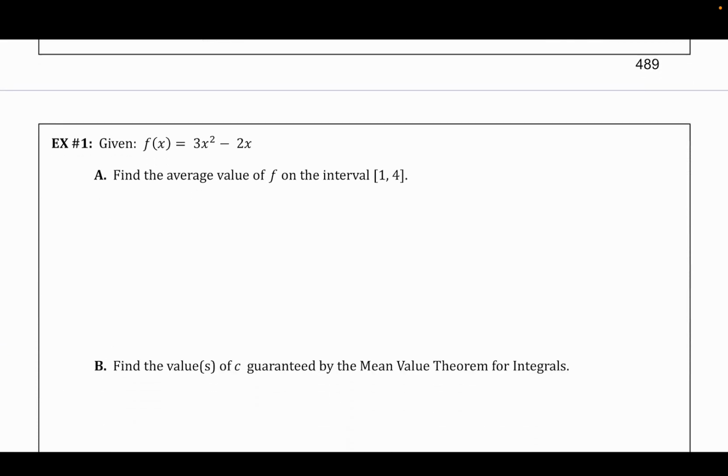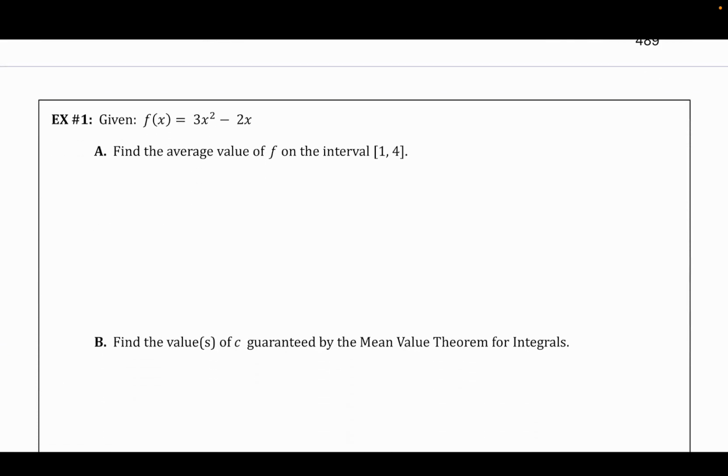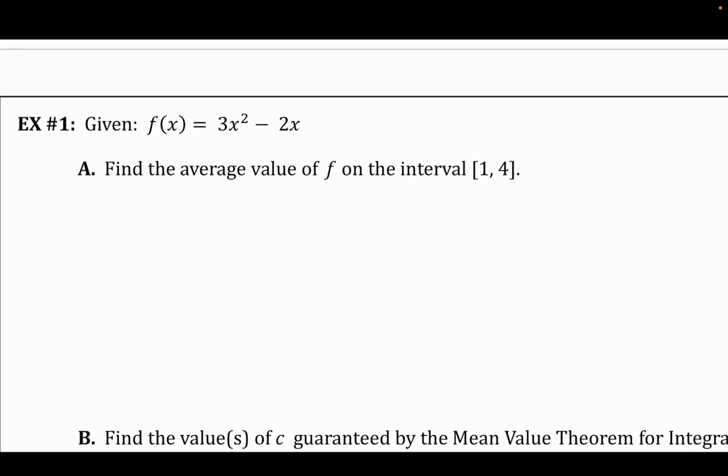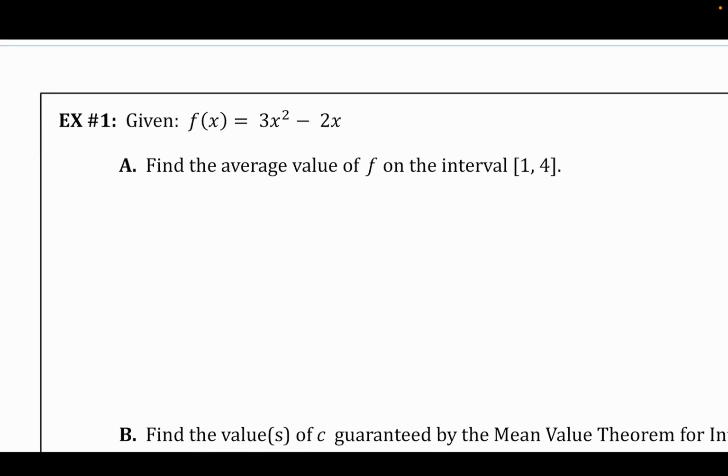All right, so let's go ahead and use this and practice what we just talked about. So for example 1, it says find the average height of f on the interval from 1 to 4, and we're given the function f of x. So average means I'm going to take 1 over the 4 minus the 1, since a is 1 and b is 4. And I'm going to take the integral from 1 to 4 as well, of 3x squared minus 2x dx, or all with respect to x.